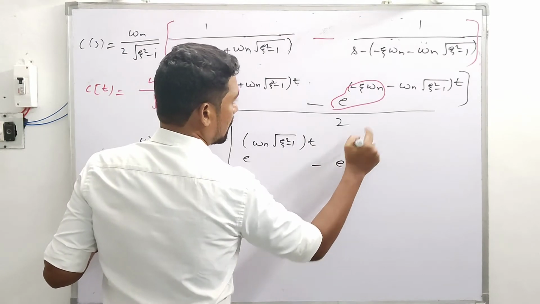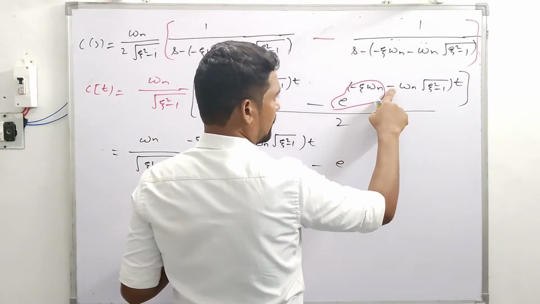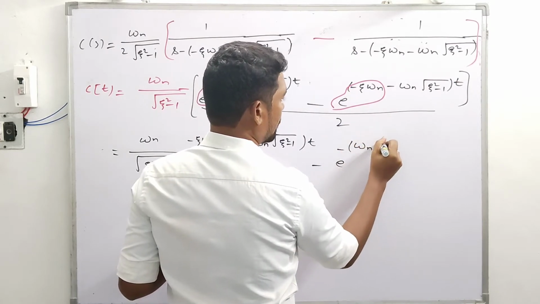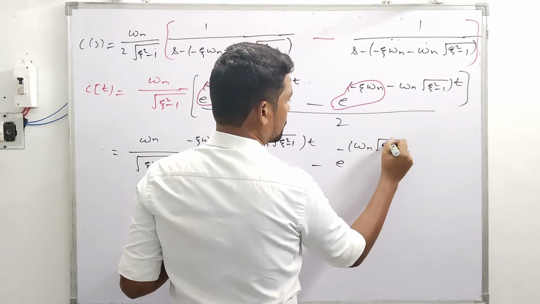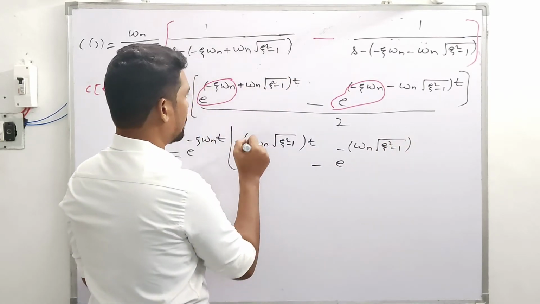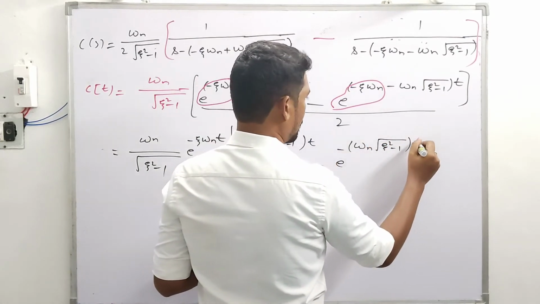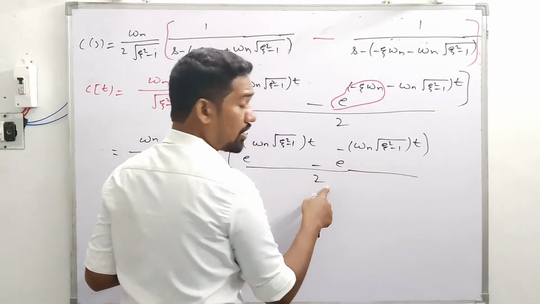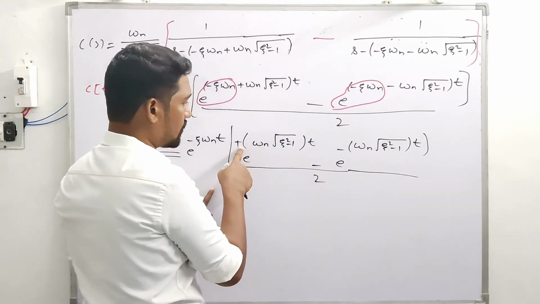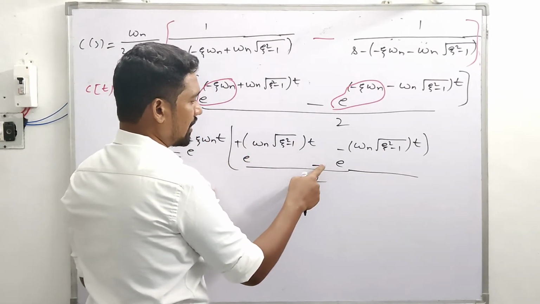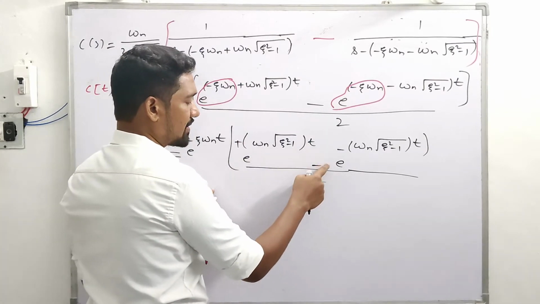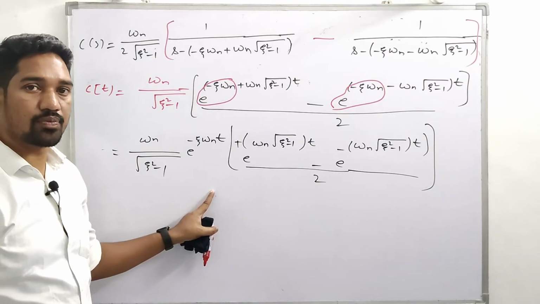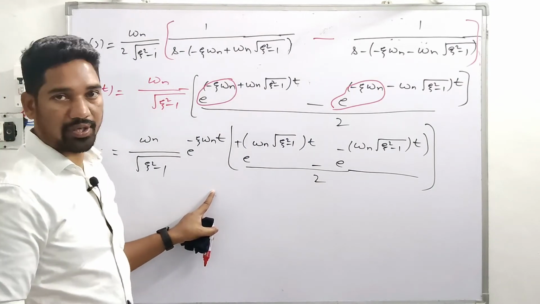minus of e raised to, we have this negative. All right, negative minus of omega n into under root zeta square minus 1. Here we have positive and there we have negative into t upon 2. So guys, it's not 2j, and we don't have any j over here. E power xt minus e power minus xt by 2, that will be hyperbolic sine, sinh xt, like that.